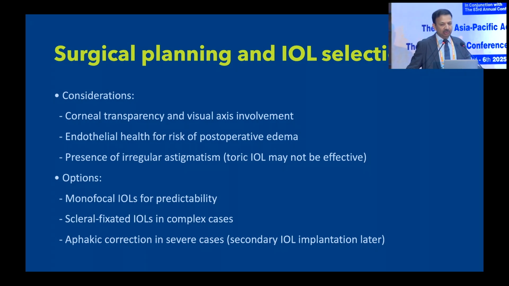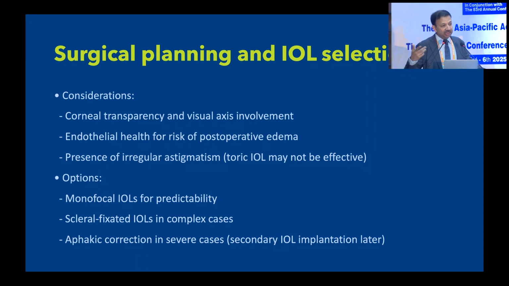And depending on the astigmatism, regular or irregular, you can think about whether you want to put a toric IOL or not. Usually, in most of the cases, we prefer a monofocal IOL. In complex cases, sometimes you may have to fix a scleral fixated IOL when, besides the opacity, the integrity of the capsule is compromised, or when you remove the cataract, if the support is not adequate, you can put a scleral fixated, or if the iris is adequate, you can even think about a retro-iris fixation of the IOL.